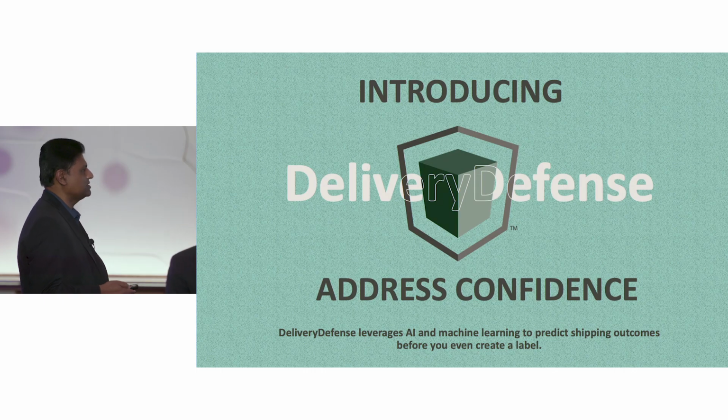We have this data, and also from UPS Capital, we provide insurance coverage for the transactional cargo and transactional packages. So what we could do with all this data that we have is build a solution for our customers to solve this problem, at least to help customers mitigate this risk. That's where we came up with this DeliveryDefense Address Confidence score.